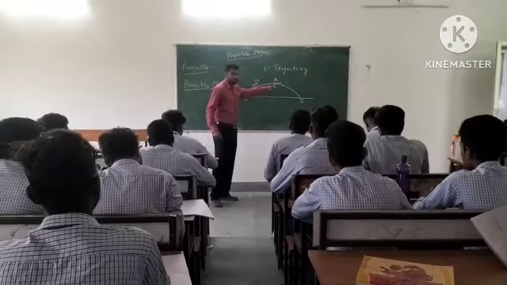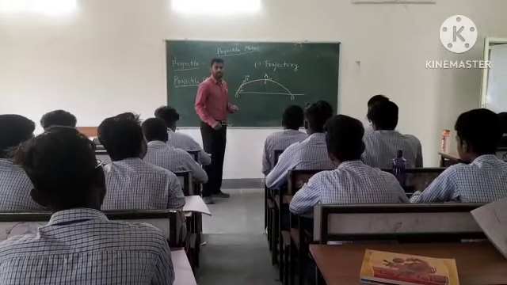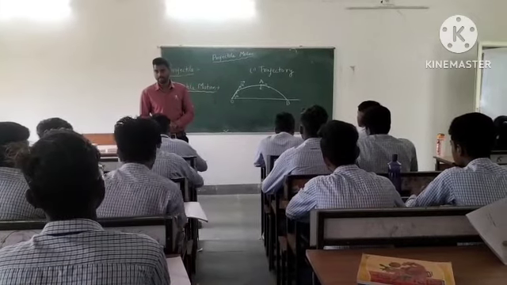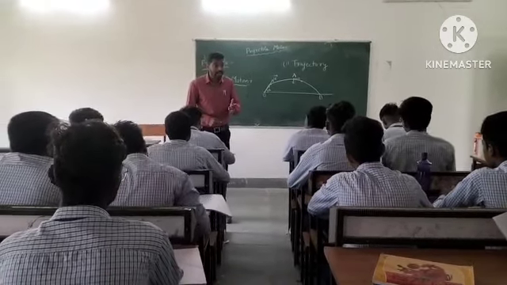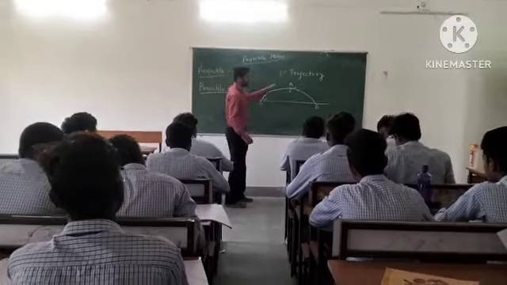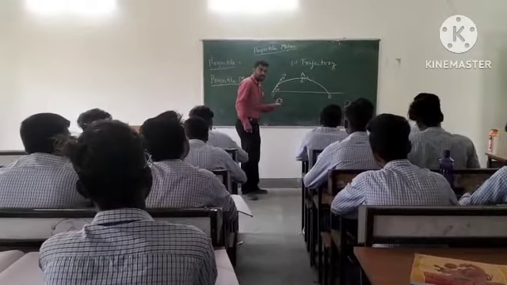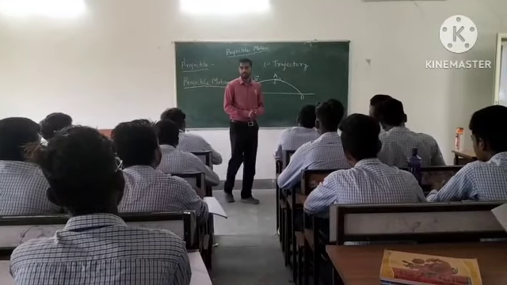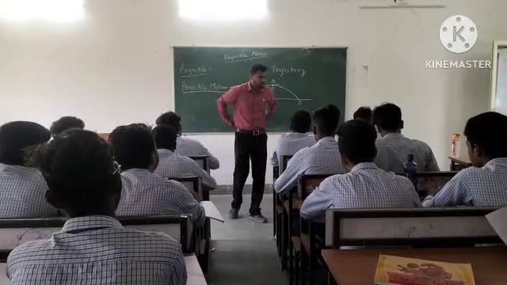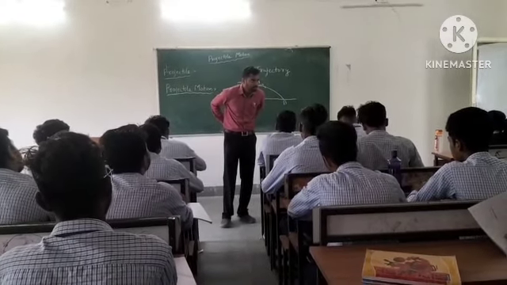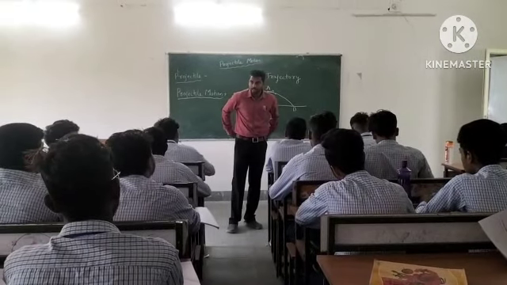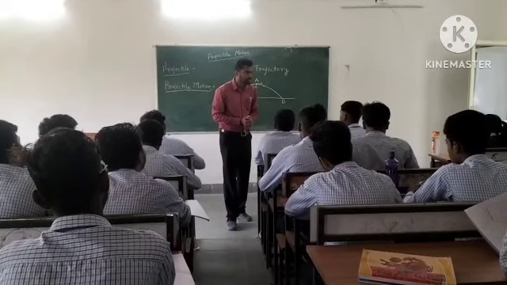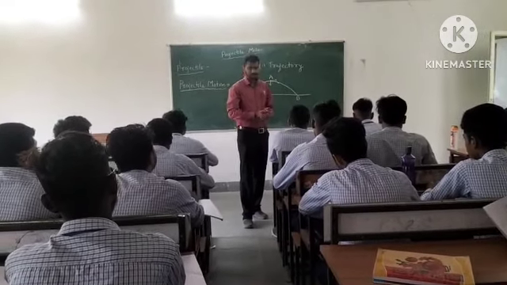From O to A, acceleration is applied against the motion. The object is trying to go up, but acceleration is pulling it down. It is in the opposite direction, so velocity will decrease. If someone is pulling you from behind, your velocity will decrease. If someone is pushing you from behind, your velocity will increase. So this is the phenomenon.